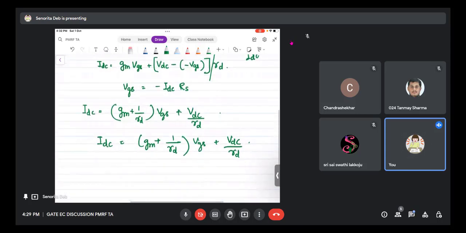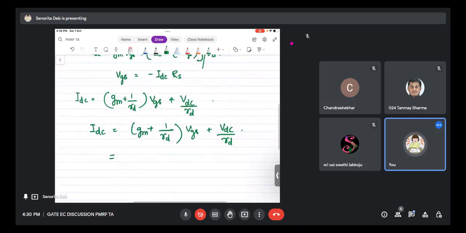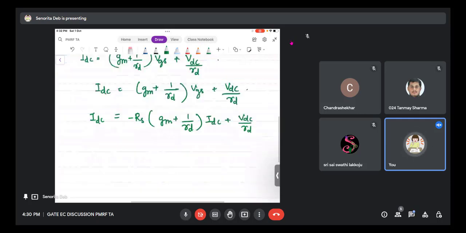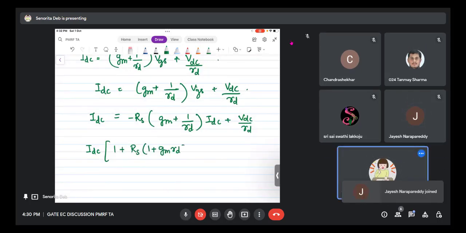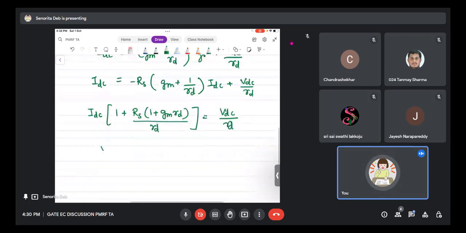Yes. Now it is fine. So now you can put VGS as IDC RS. So this will be minus RS GM plus 1 by RD into IDC plus VDC by RD. Take IDC to one side. We will get 1 plus RS 1 plus GMRD by RD, and then VDC by RD, and then you will get VDC by IDC equals RD plus RS 1 plus GMRD.